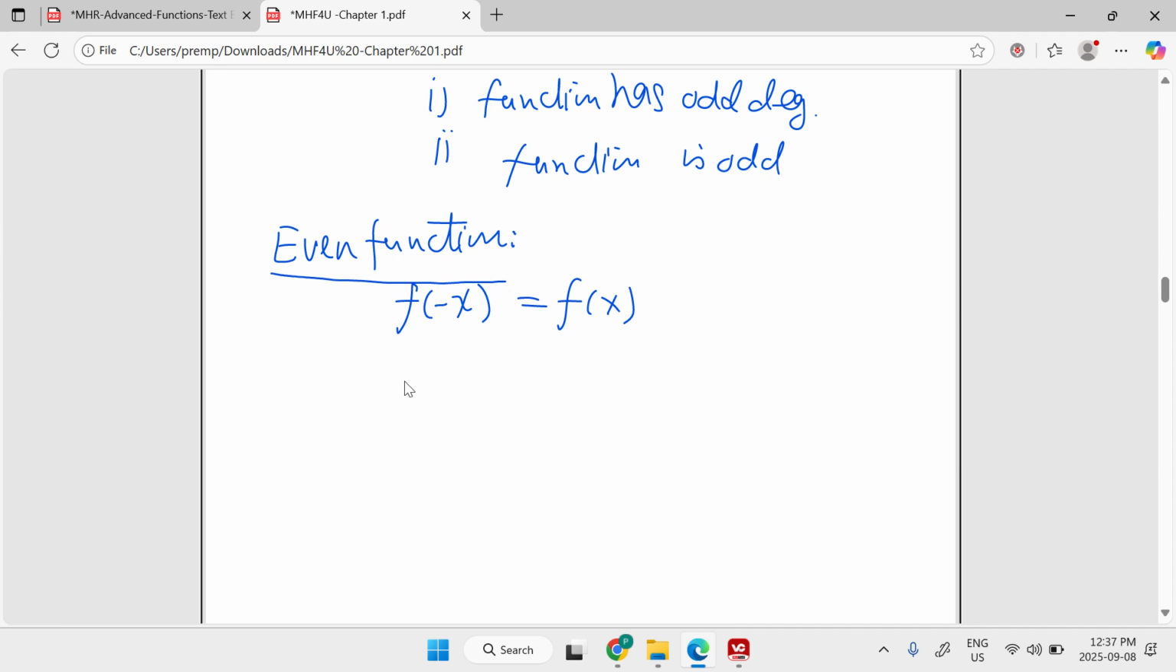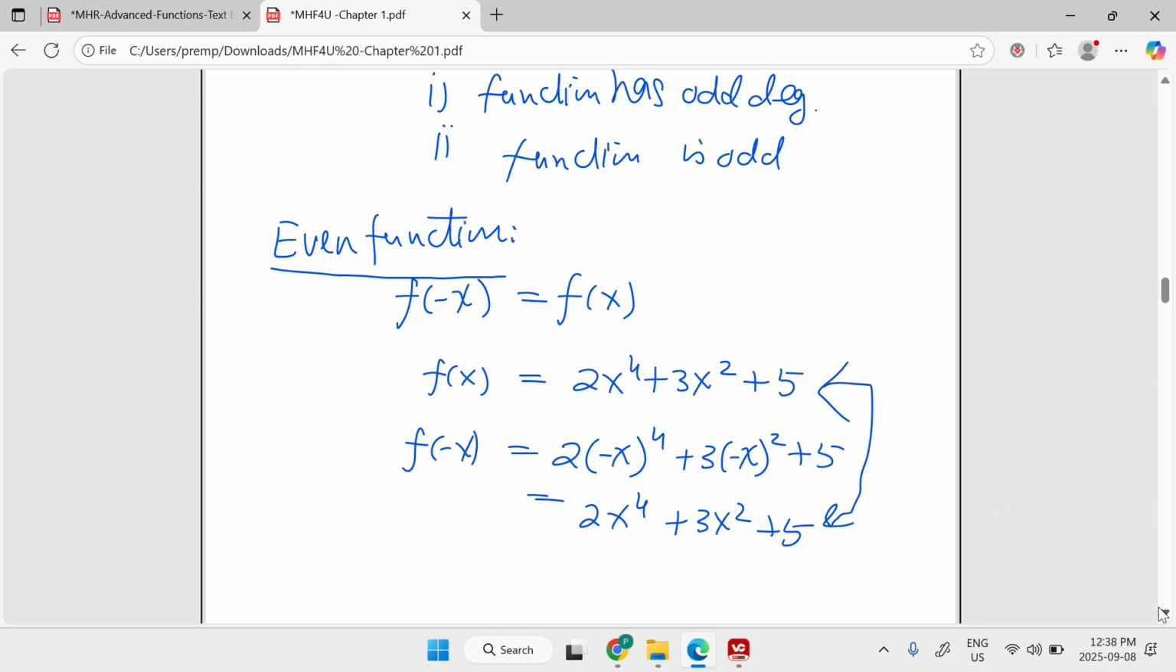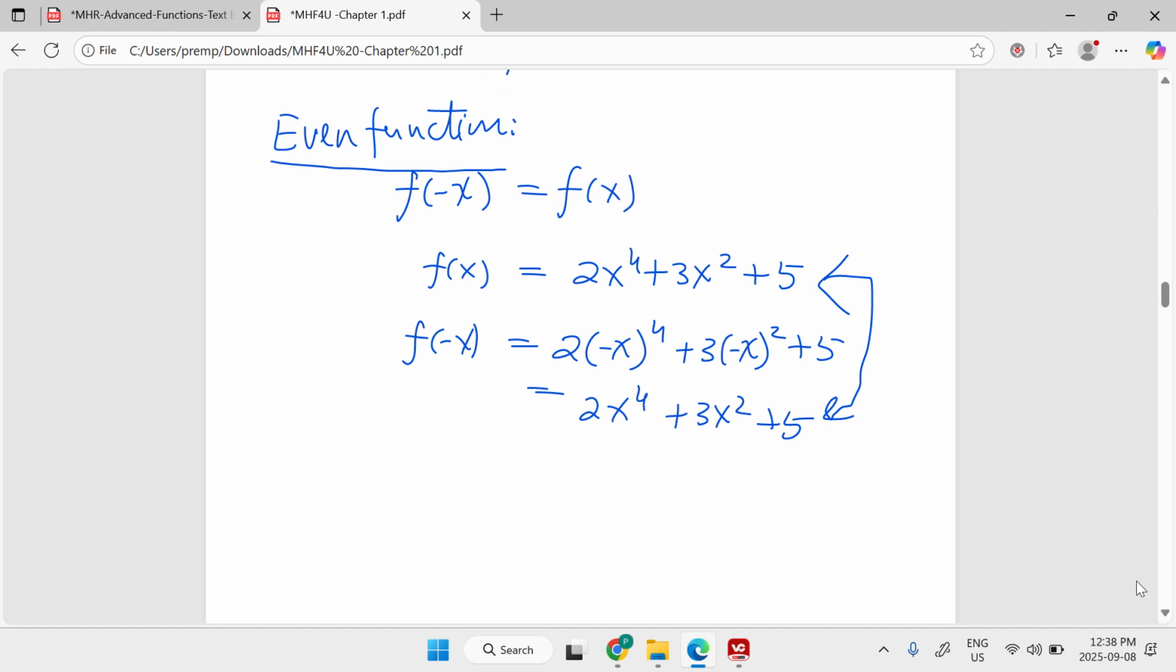So let us take an example. Say we have an original function f(x) = 2x^4 + 3x^2 + 5. Now when I do f of negative x, it means 2 times (negative x) raised to power 4 plus 3 times (negative x) raised to power 2 plus 5. And when you do this, you get 2x^4 + 3x^2 + 5. Now you can see both the functions are the same. That means this function is an even function, and obviously its degree is also even.